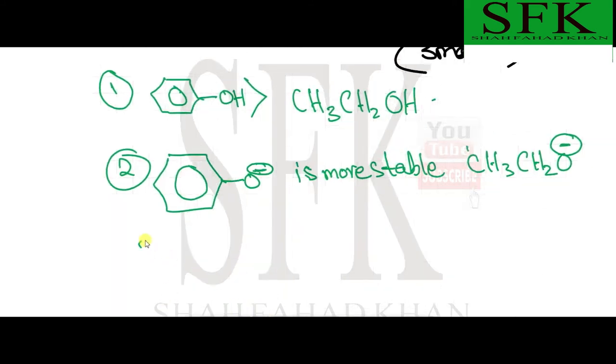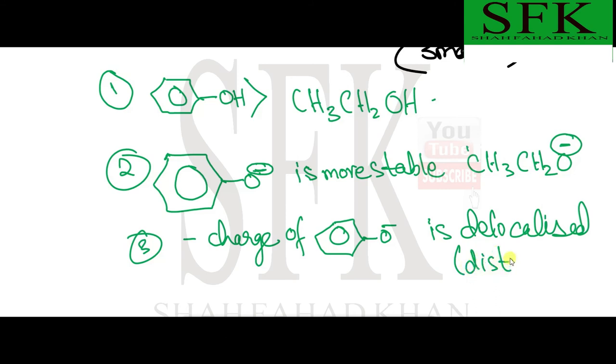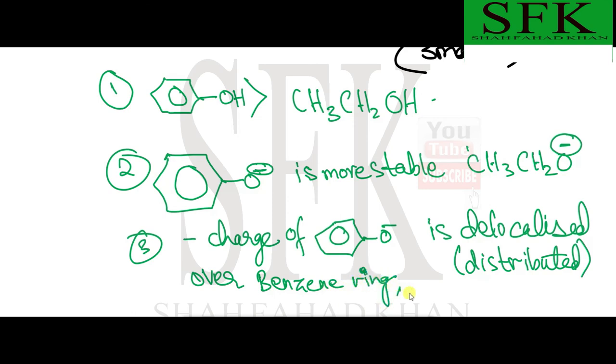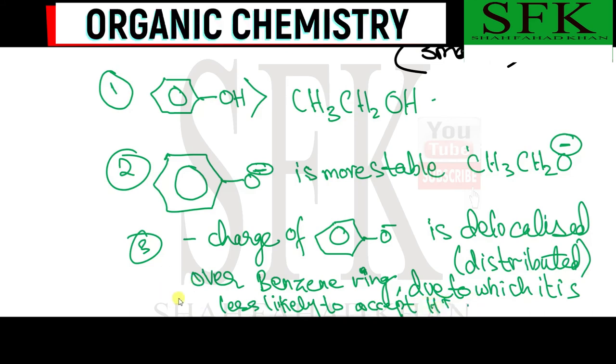And why is it more stable? So the third mark, you'll get the third mark when you say that the negative charge of the phenoxide ion is delocalized or distributed over the benzene ring, due to which it is less likely to accept protons. Okay, you've achieved all the 3 marks.